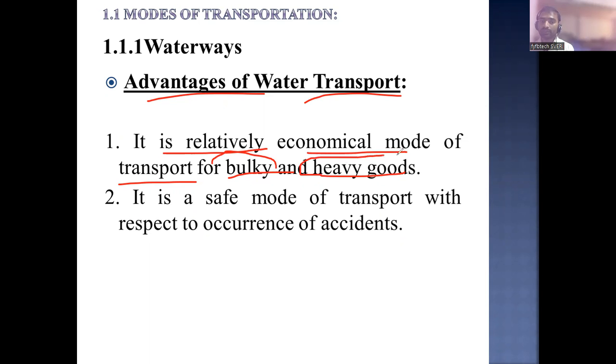If you want to move from one country to another country, see, petroleum products are traveling from one country to another country. So how are they coming? Either they are coming by rail, by roads, or by airways, or by waterways.